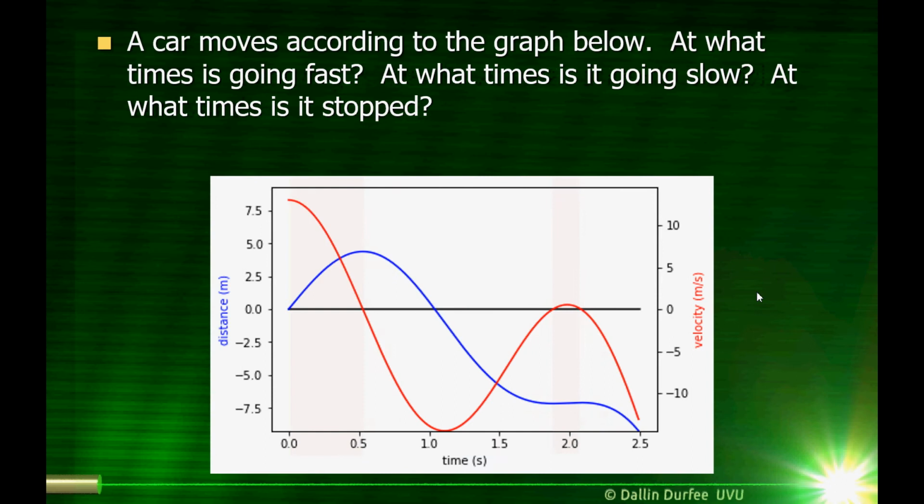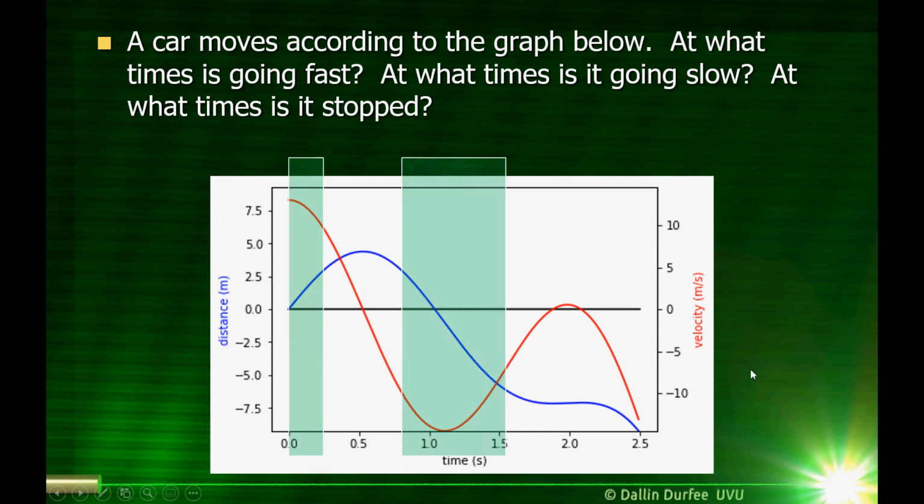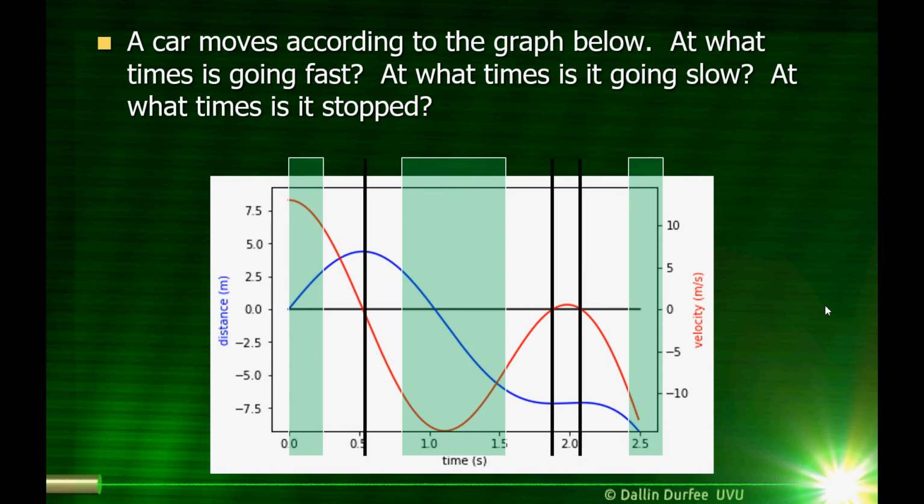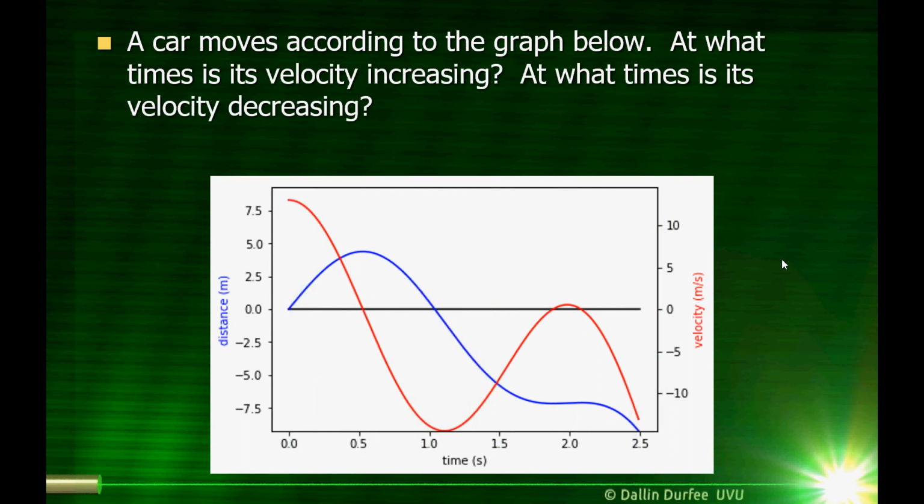Now, at what times is it going fast? It's going fast when the velocity is big, right? When the magnitude of the velocity is big. So here and here and here. And we also said it's when the slope of position is big, all right? So the slope of the position being big means the magnitude of the velocity being big. All right, and when is it stopped? We said it stopped when the slope of position is 0, but those are precisely the times when the velocity is 0.